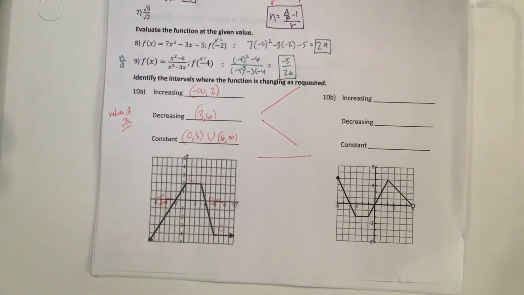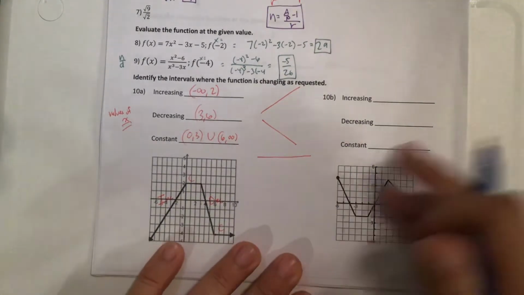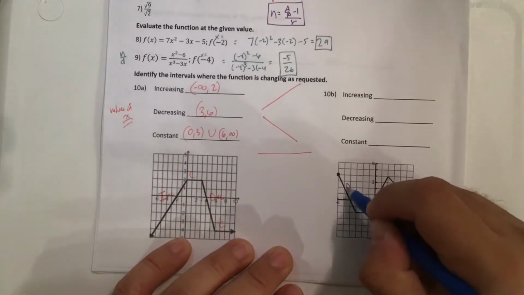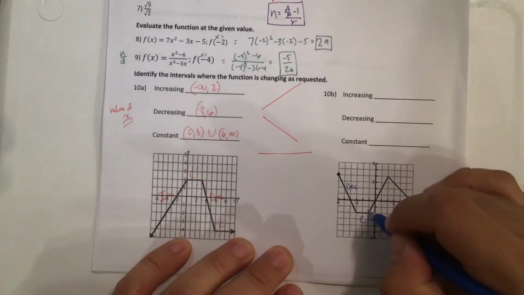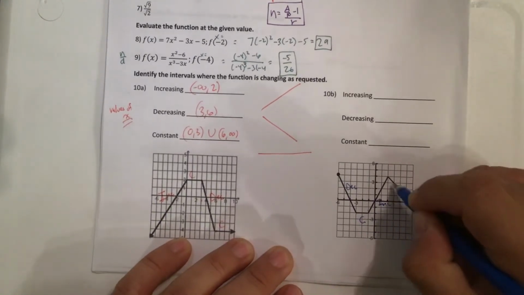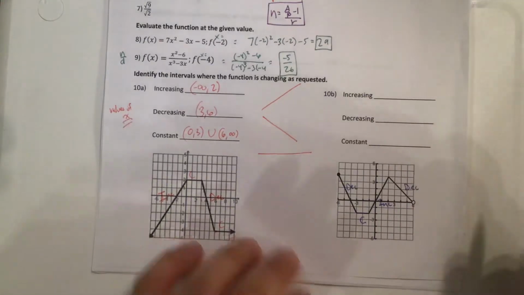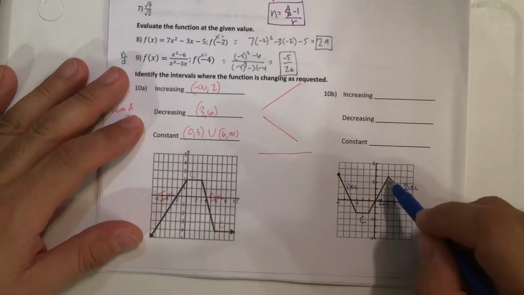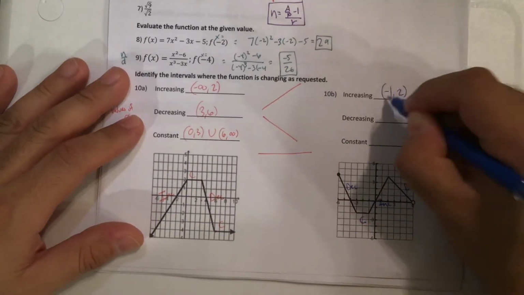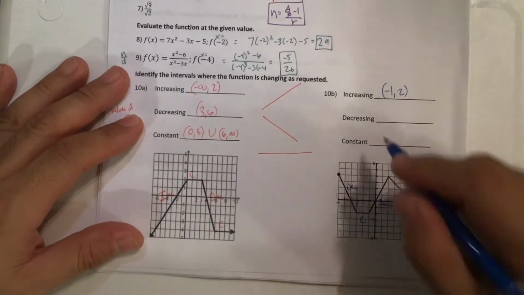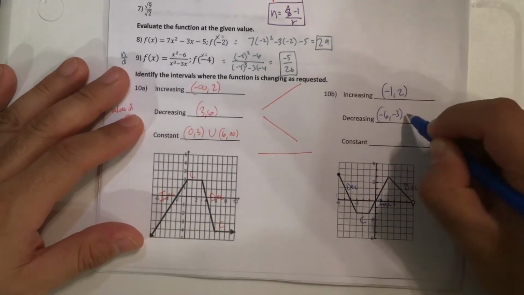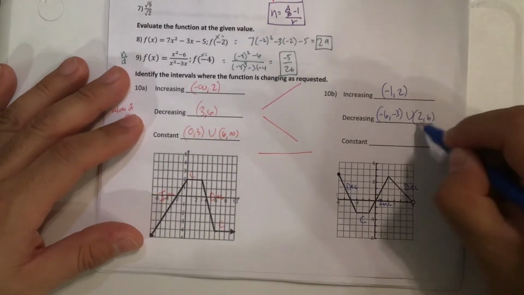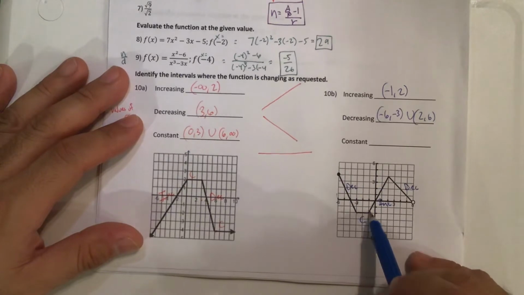All right, our next one, 10b. Again, we're going to see which one's increasing, decreasing, constant. Starting from here, going down, this decreases. This is constant. This part from left to right goes up, so that's going to increase. And this part goes down, which is decrease. Increasing is from the x value of -1 to the x value of 2. Decreasing from -6 to -3, union from 2 to 6. And where is it constant? From -3 to -1.